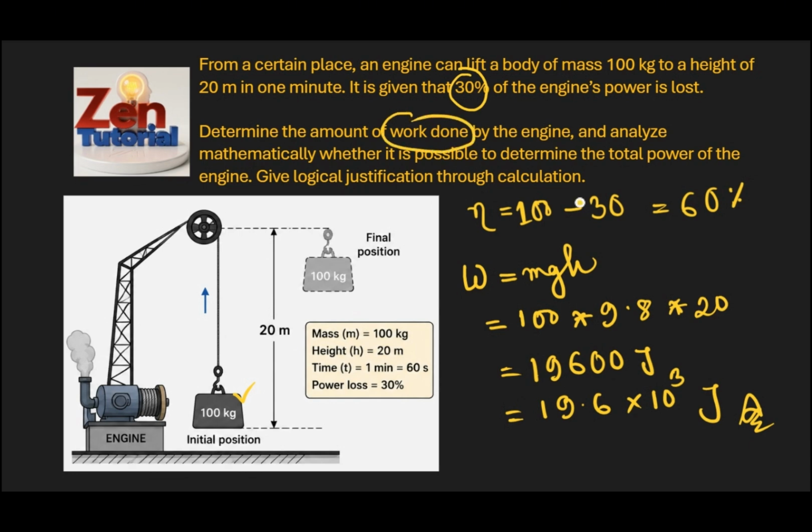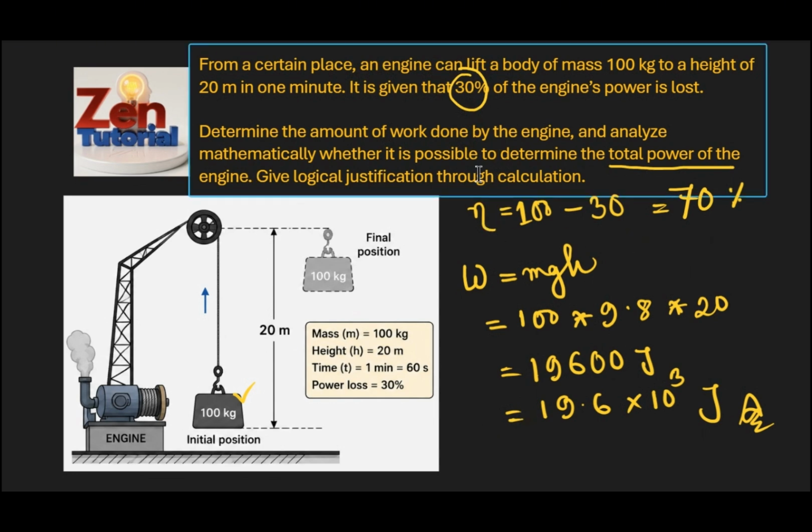Now we have to analyze mathematically whether it is possible to determine the total power of the engine. So here actually I have made a big mistake, it should be 70%, beg your pardon, it would be 70%. So be careful when you write something down during revision or review. You have to check whether your answer is correct. Whatever you have written in your script has to be checked, right? Anyway, so the efficiency is 70%.